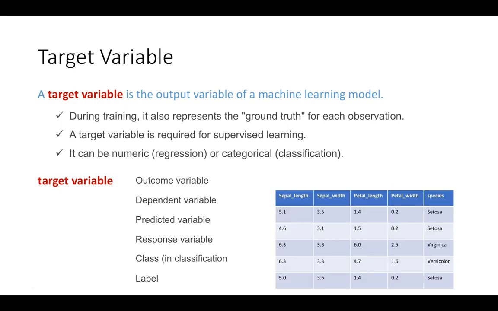So in this example, what is the target variable? Species is the target variable. And what is the nature of this target variable? It is one of three categories. It is not a numerical value, but a class kind of output. That's why we refer to this as a categorical type target variable.